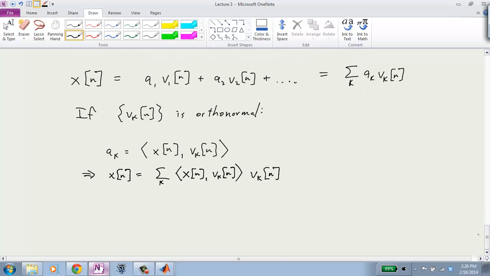Let's actually verify that this is true. Let's write out this inner product, replacing x of n with, we know that x of n can be split up into this new basis, because we're assuming it's orthonormal and complete. Let's write x of n in that other representation. It's a sum over i of a_i v_i of n.